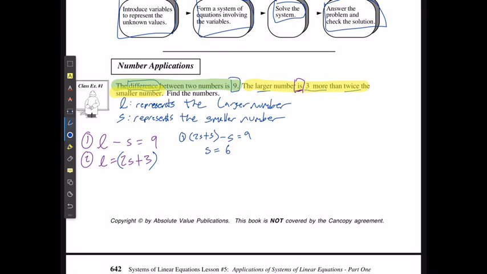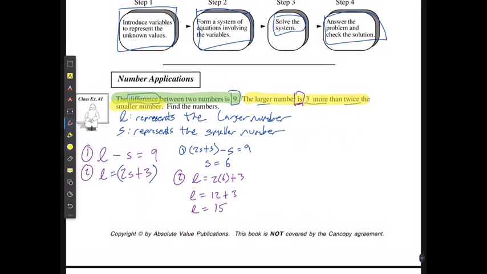Now, I'm going to take that and put it back into my second equation and say if L is equal to 2 times 6 plus 3, then L is going to equal 12 plus 3, or L is going to equal 15. I can double check it. Well, 15 minus 6 does equal 9, and if I double 6, which is 12, and add 3, that's going to equal 15. So I have my answer. The two numbers are 9 and 15.